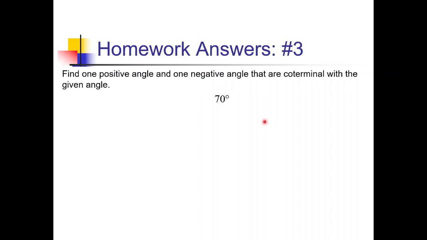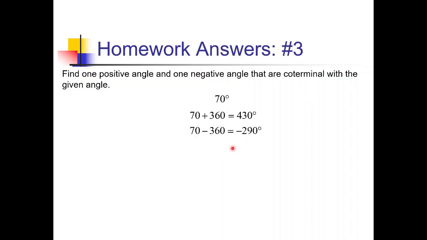On this problem, they want us to find one positive and one negative angle that are coterminal with the 70-degree angle here. So coterminal means basically it's the same position, but it's some multiple of 360 from where it started. So you can either add or subtract 360 as many times as you need to get as many coterminal angles as you want. If we want a positive coterminal angle, we can do 70 plus 360, which would give us 430 degrees.